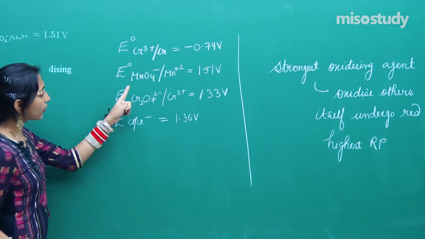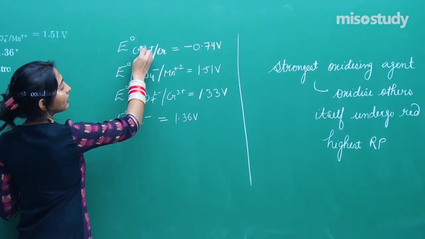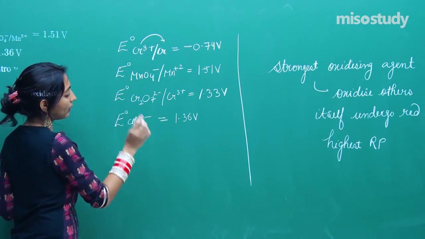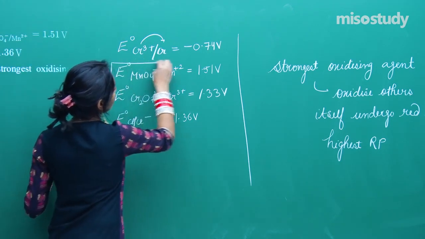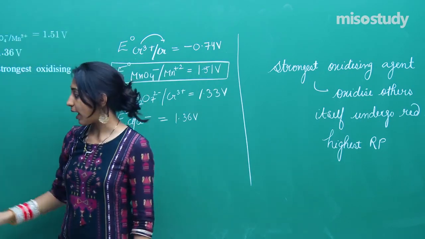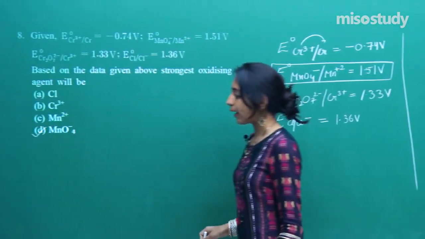Let's compare the reduction potentials. So see, this is plus 3 to 0. So every potential is a reduction potential, but the maximum I can see is 1.51 volts, which is MnO4 minus. So the answer will be D option, MnO4 minus.